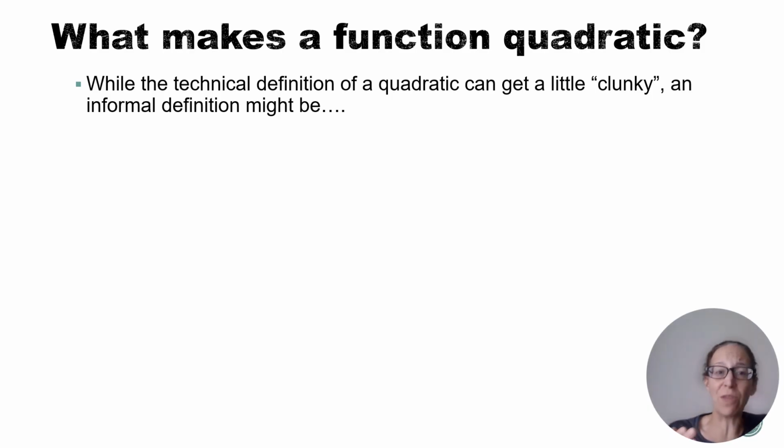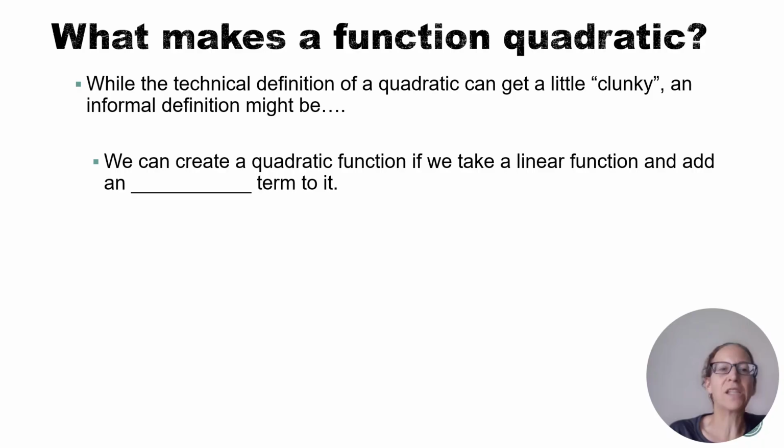So what I'm going to go with here is an informal definition that I think will be workable for where we are right now. And that is, we can create a quadratic function if we take a linear function and we simply add an x squared term to it. If we know what a linear function is, we can recognize equations of lines. And what we're going to add into that is an x squared and nothing more than an x squared. So we're not going to throw in an x to the third or x to the fourth or square root of x or anything like that. We just add in an x squared term.